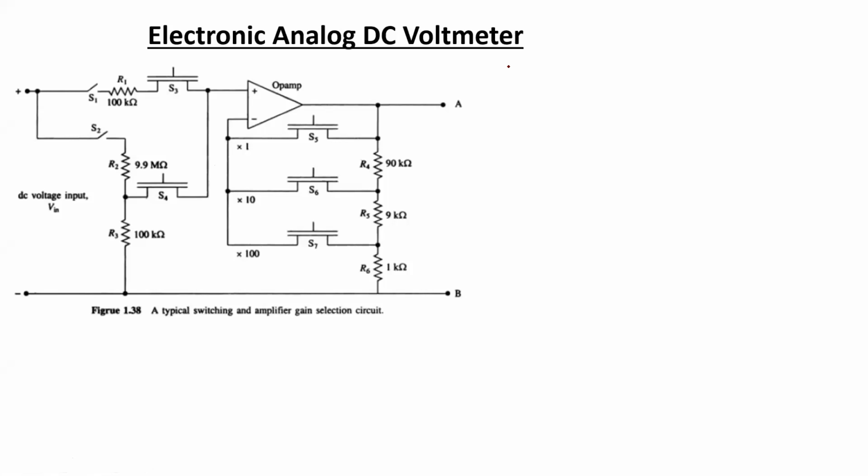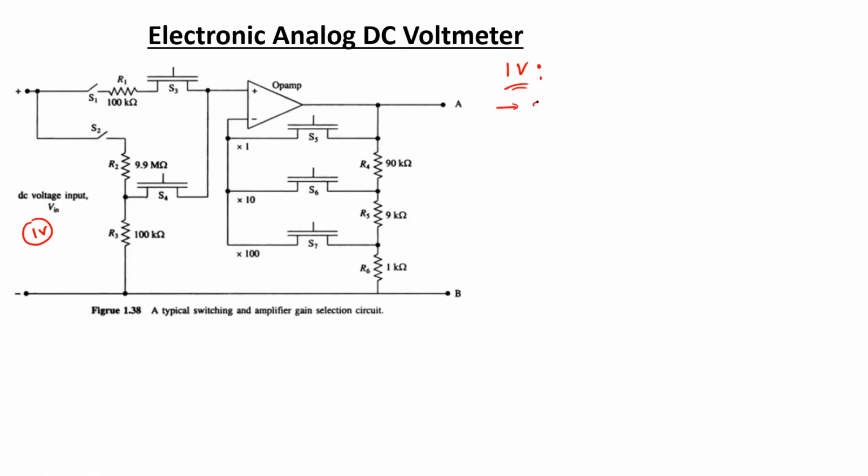Now let us consider the case of the input voltage range of 1 volt. So if you want to measure any signal between 0 to 1 volts, like it was mentioned previously, for less than 1 volts we have to close S1 and S3. For greater than or equal to 1 volts we have to close S2 and S4, these two switches.